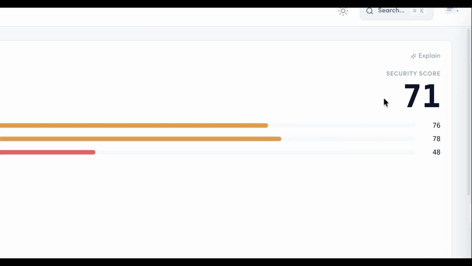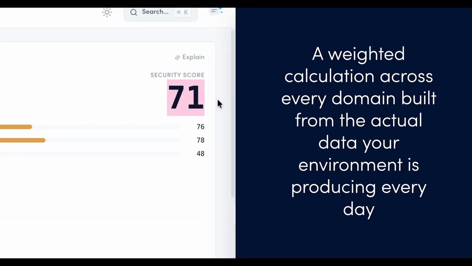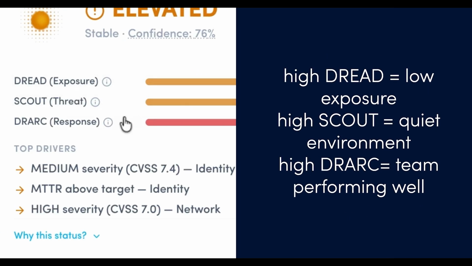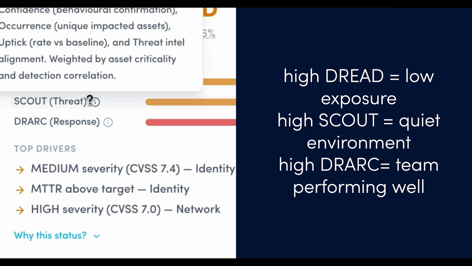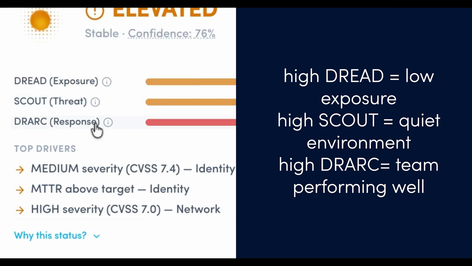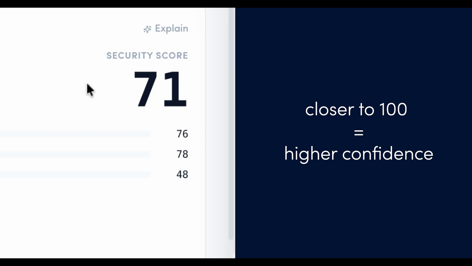When you look at this number, you're not seeing a guess or a survey result. You're seeing a weighted calculation across every domain, built from the actual data your environment is producing every day. If DRARC is high, your exposures are low. If Scout is high, your environment is quiet. If DRARC is high, your team is performing well. And the closer that overall score is to 100, the more confident you can be in your current security state.